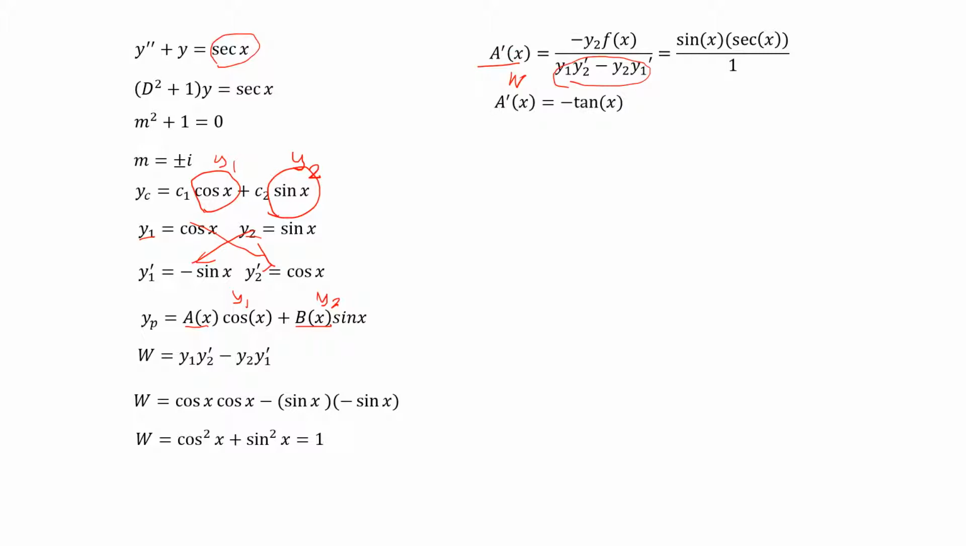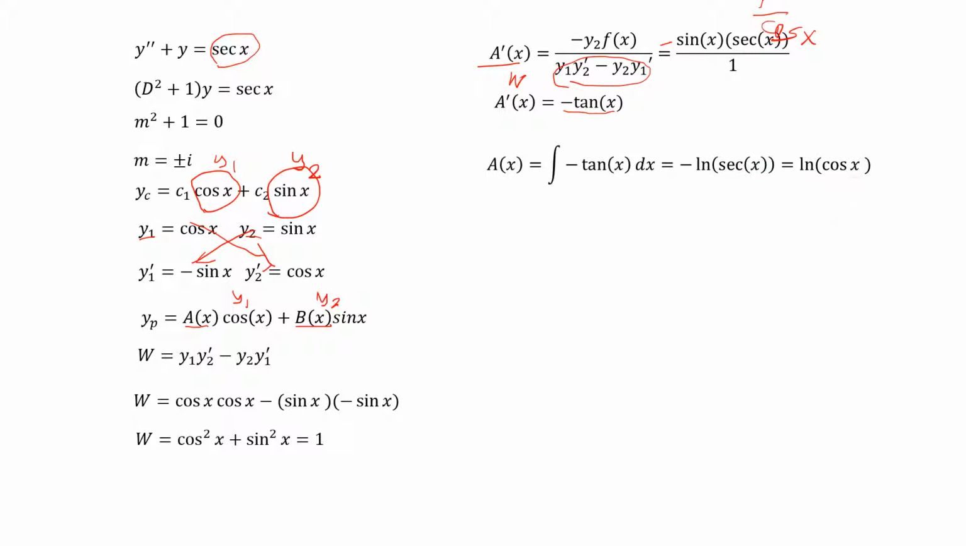And to solve for a, you have to integrate. Your a prime is negative sine over cosine, that is 1 over cosine x. So sine over cosine is tangent with that negative sign there. So you have negative tangent x. And integrate negative tangent x. That's negative ln of secant x.